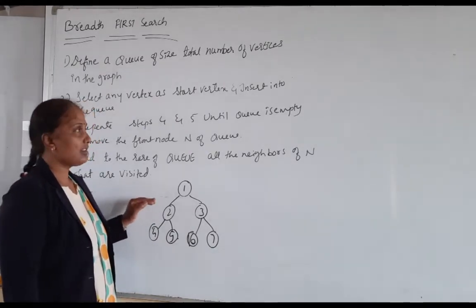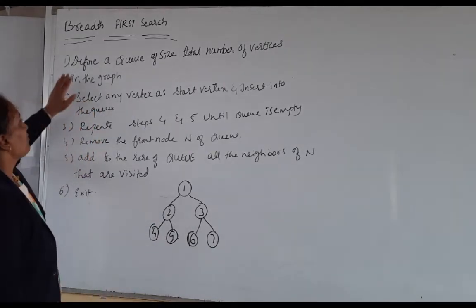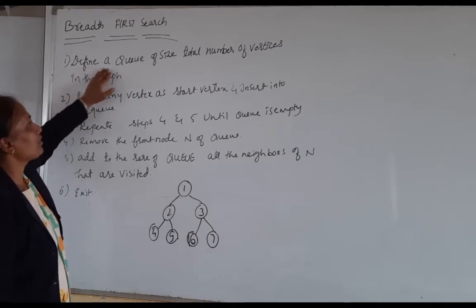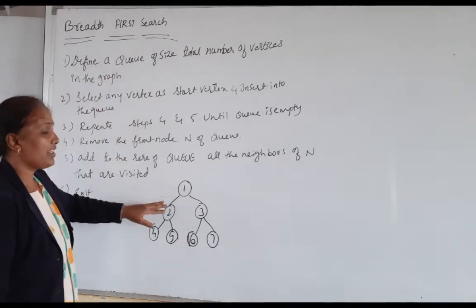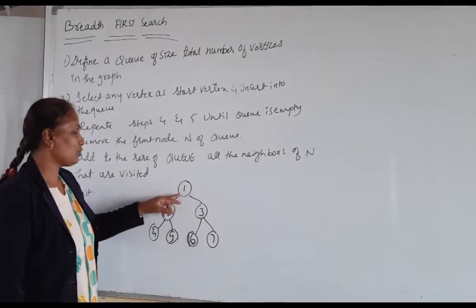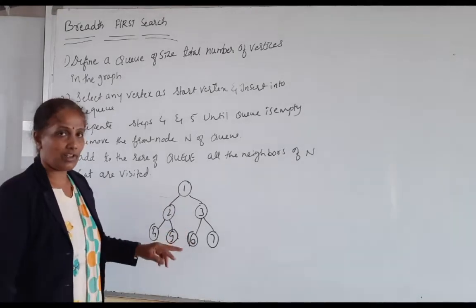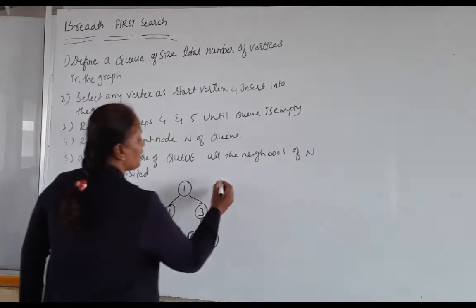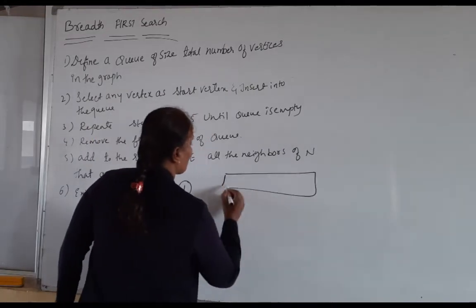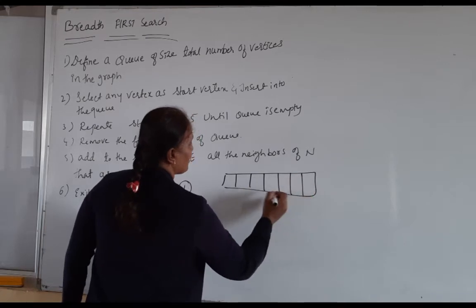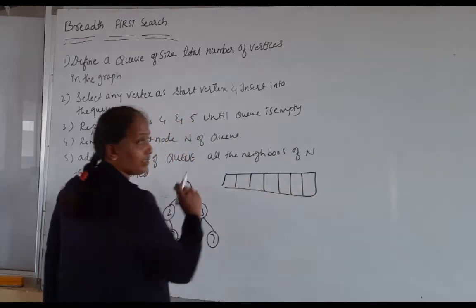For this BFS, the first step in the algorithm is to find the size of the queue. What is the size of the queue? The size of the queue is based on the number of vertices the graph has. So how many vertices does the graph have? 1, 2, 3, 4, 5, 6, 7 vertices. So the size of the queue is 7 here. So this is my queue size.